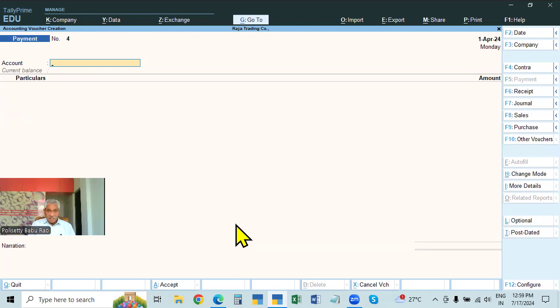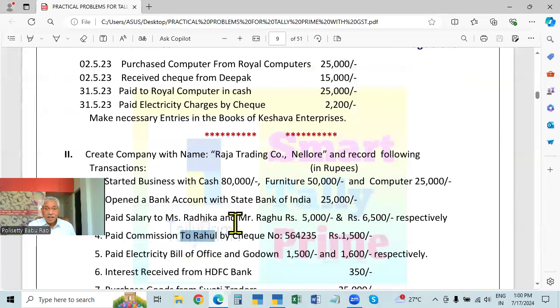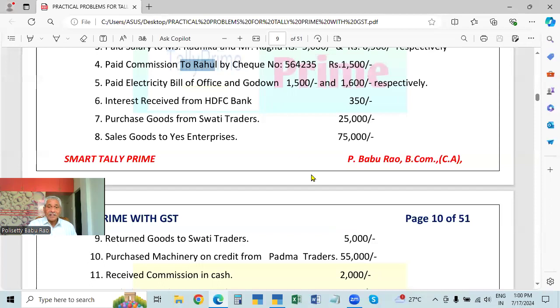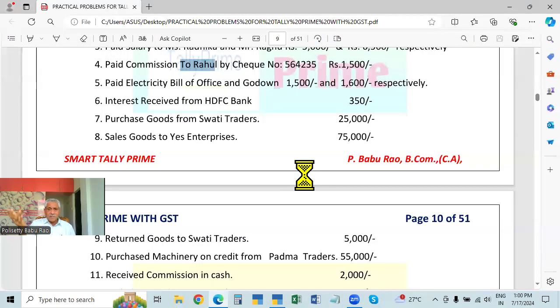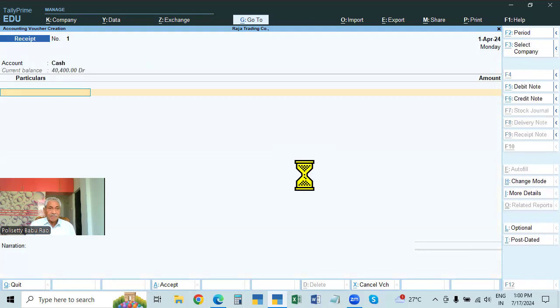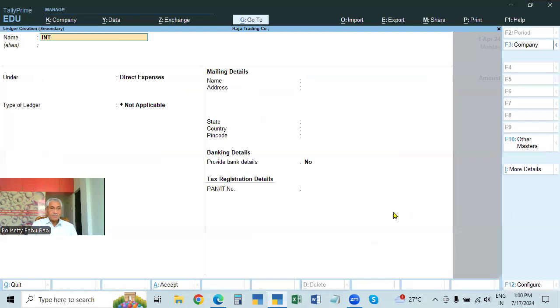Interest received from HDFC Bank means a different account, a different bank, because our bank is State Bank of India. When you receive interest from the bank, if they pay money to us, it is a receipt. So we go to receipt. This is a different bank. If they pay cash to us, we take cash, we are receiving cash, and what is that received? Interest is your income.